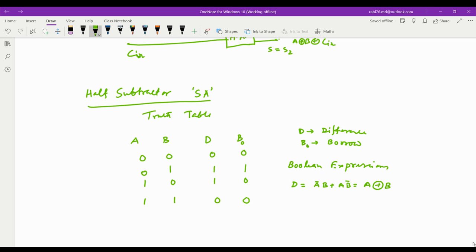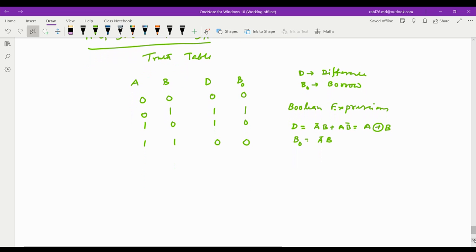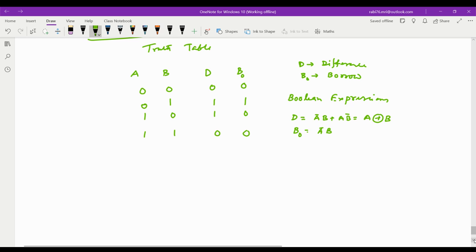Now we have B0, which means borrow out. Only one term is there. What is this? A bar B. So there it was an AND gate, and here also we need an AND gate, but one input is inverted. That means before it a NOT gate is needed, but we will not use a NOT gate here. Oh sorry, we will use a NOT gate. Now the circuit diagram.